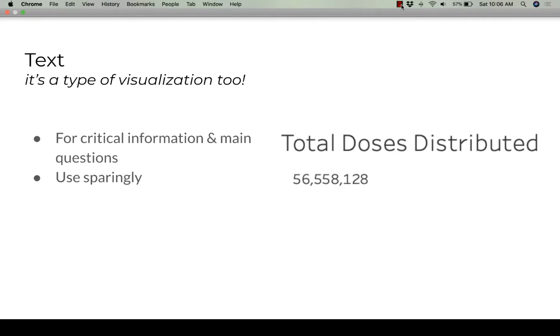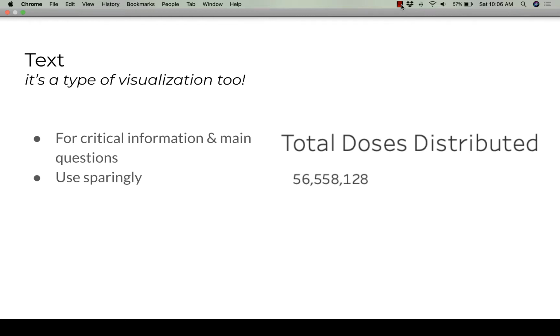You might not think about it this way, but text is actually a type of visualization too, and it's acceptable to use text in your visualizations when you're conveying key pieces of information or high order information. Our brains get overwhelmed with text, so you want to use text sparingly. And here I'm using text to show the total number of COVID-19 vaccines distributed in the US as of today. And so we can see that that number, 56 million, is the total doses distributed. That's a big overarching number that guides my visualization, so I decided to use it as text.